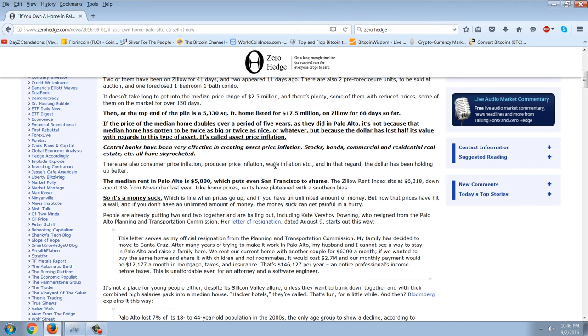It doesn't take long to get into the median price range of $2.5 million, and there's plenty, some of them with reduced prices, some of them on the market for over 150 days. And then at the end of the pile, a 5,330-square-foot home listed for $17.5 million on Zillow for 68 days so far. If the price of the median home doubles over a period of 5 years, as it did in Palo Alto, it's not because that median home has gotten to be twice as big or twice as nice, but because the dollar has lost half its value with regard to this type of asset.